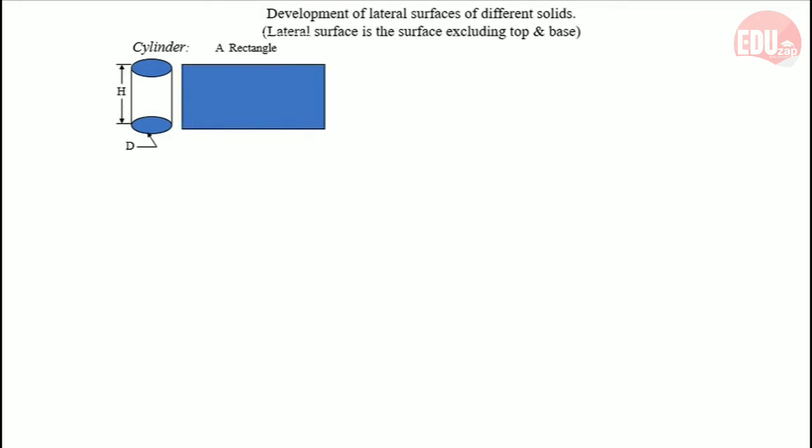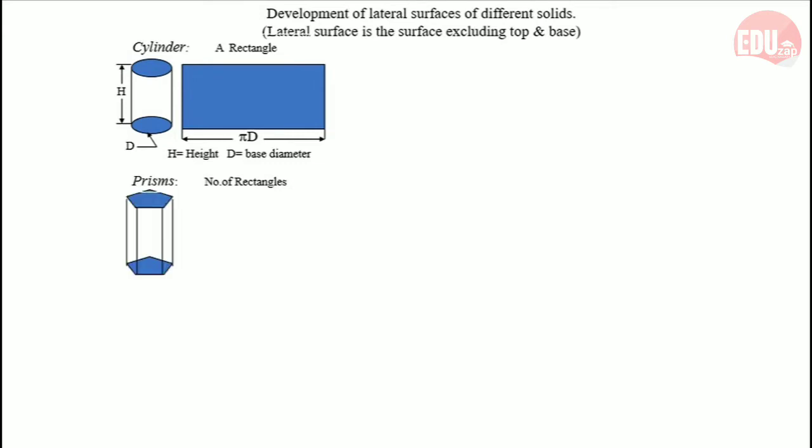So we'll discuss a few of the solids here. First one is a cylinder. The shape of the lateral surface required for constructing the cylinder is a rectangle, isn't it? The dimension of the rectangle should be pi d and h, because d is the diameter of the cylinder and h is the height of the cylinder. Then we need a rectangle of size pi d into h for making that cylinder's lateral surface.